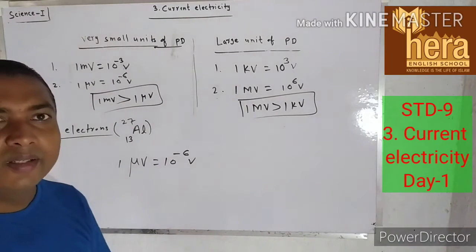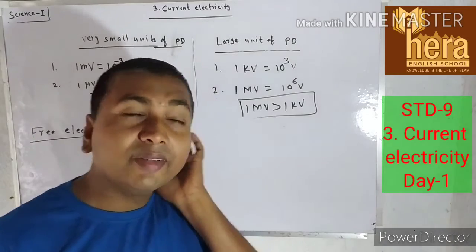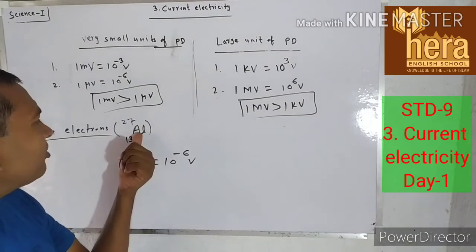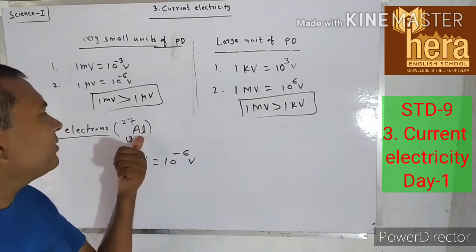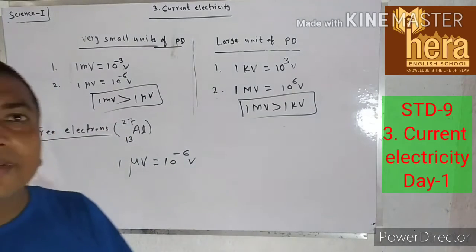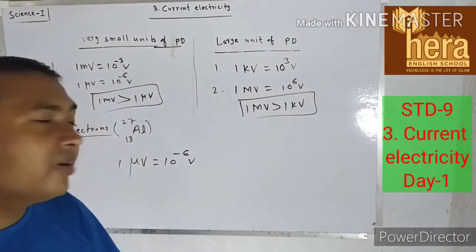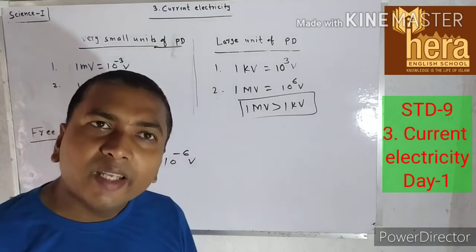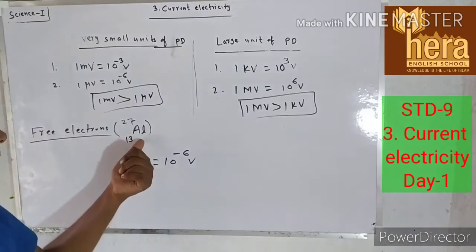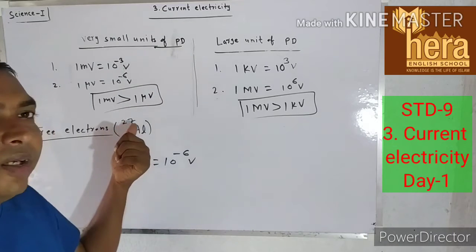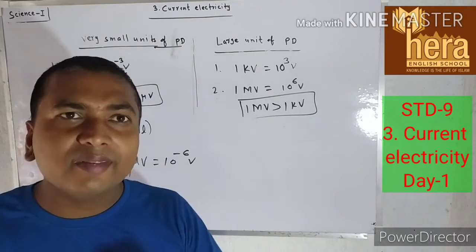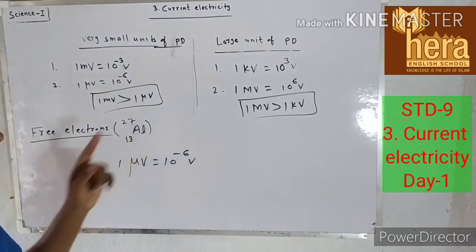What are free electrons? If you want to define free electrons, then take one example of aluminium. Aluminium, this represents atomic number and this represents atomic mass number. Atomic number means the number of protons present in the atom or in the nucleus. What is atomic mass number? Atomic mass number means the sum of the number of protons plus neutrons. Okay.